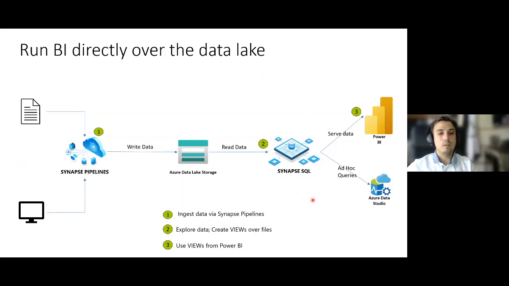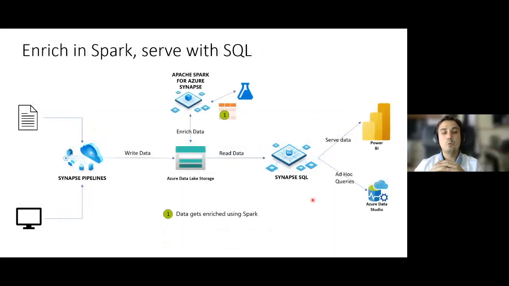So this is one of the common patterns, and the second common usage pattern is to enrich data in Spark and serve it with SQL. Here you'll notice a pretty similar graph, and again we are first ingesting data through Synapse pipelines. From Azure Data Lake Storage, you can use Apache Spark for Azure Synapse to enrich that data by, for instance, Azure ML.